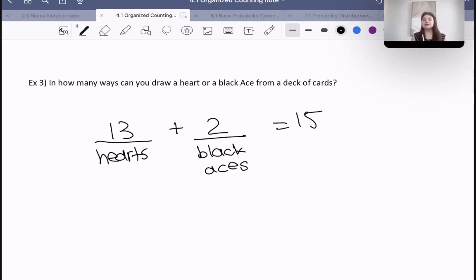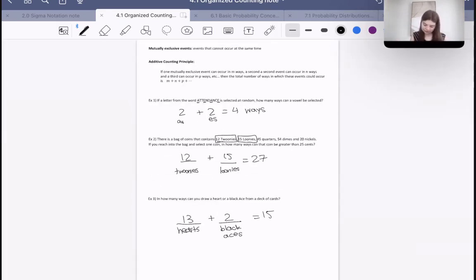Now, let's say that these two things were not mutually exclusive. We'd actually have to subtract off the things that we double counted. However, in this case, these are mutually exclusive, right? There's no way to draw something that is both a heart and a black ace, because all hearts are red cards and all black aces are black cards. And a card can't be both black and red. A card is either black or it's red. So good. There's our answer.